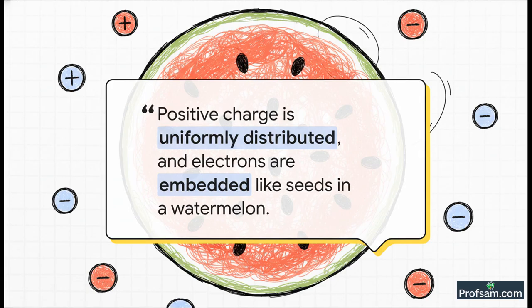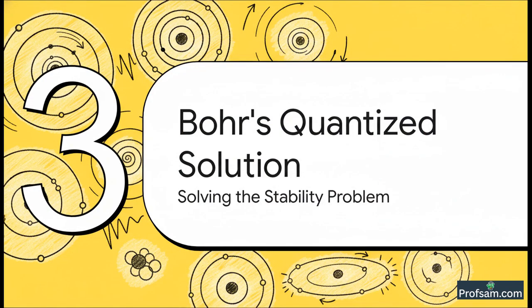It's very simple. Just imagine the entire red part of the watermelon is a big ball of positive charge. And the black seeds that are stuck inside, those are the tiny negative electrons. A very simple picture, but it was a great first step. But as you can probably guess, this watermelon model, it was wrong. It just couldn't explain why atoms were so stable. The real answer needed a completely new, a revolutionary idea that changed physics forever.